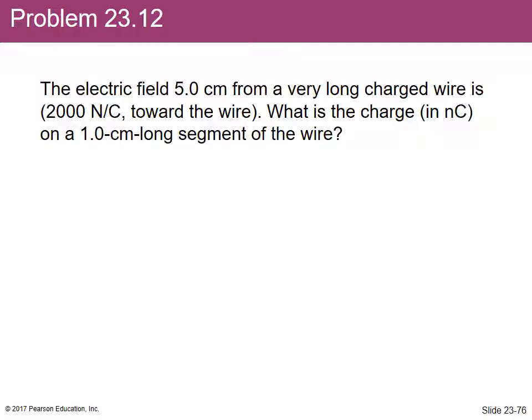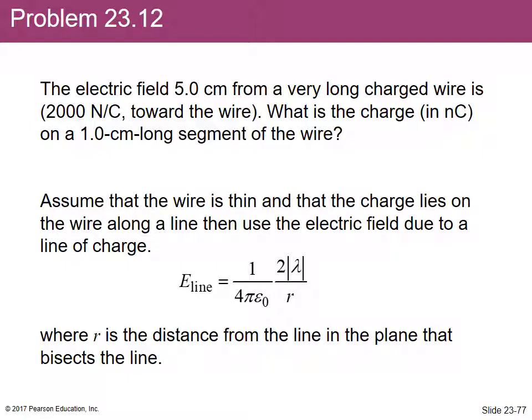The electric field 5 centimeters from a very long charged wire is 2,000 newtons per coulomb toward the wire. What is the charge on a 1 centimeter long segment of the wire? Assume that the wire is thin and that the charge lies on the wire along a line, then use the electric field due to a line of charge, where r is the distance from the line in the plane that bisects the line.